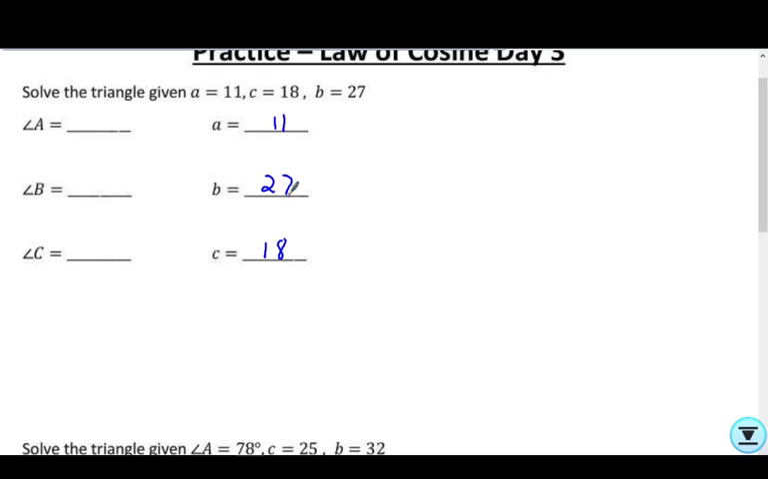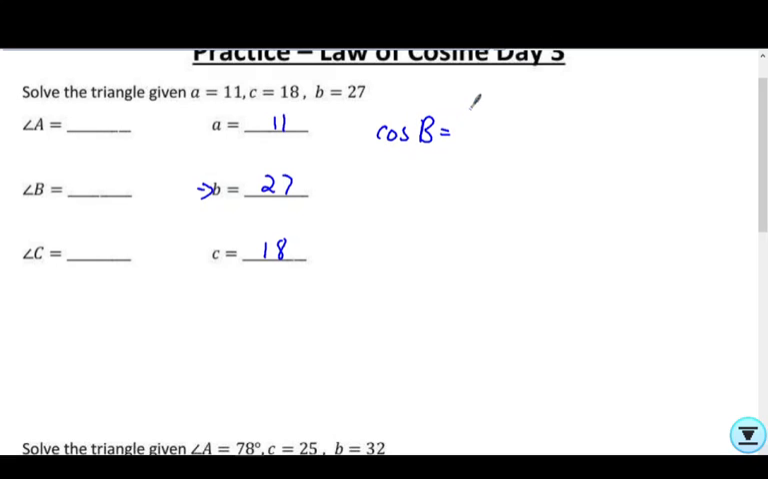In my last video, we talked about this. If I'm given three sides, the best and the smartest thing to do, when we're solving for one of the angles, is to start with your biggest side. So I'm going to find angle B first because side B is my biggest side. That means I'm going to be using this equation.